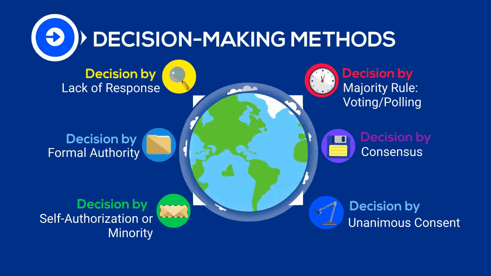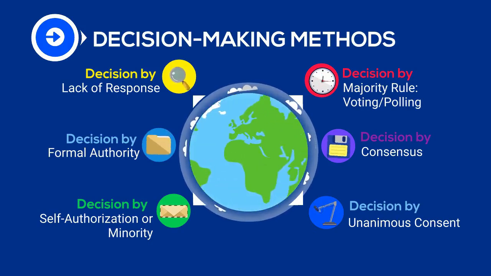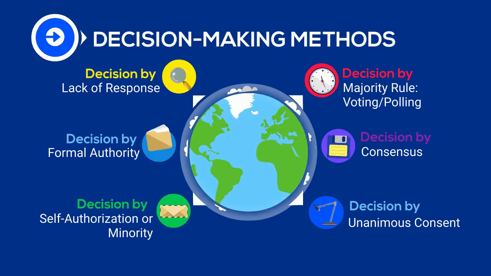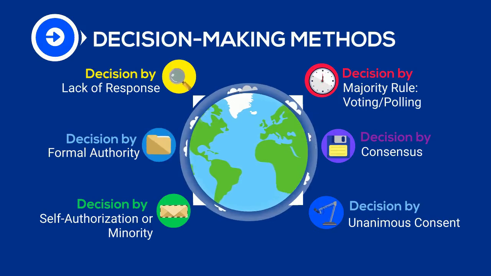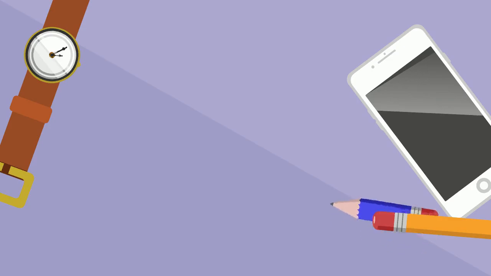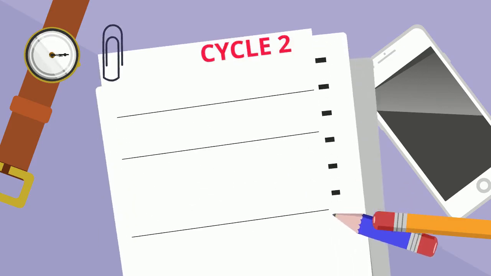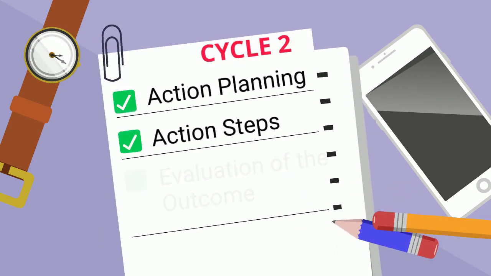Decision by unanimous consent is a decision method where everyone truly agrees on the course of action to be taken. Although it's ideal to get 100% of the group to agree, it is difficult to get unanimous consent every time. As the group reaches some consensus on a proposed solution, we can now go to cycle 2.